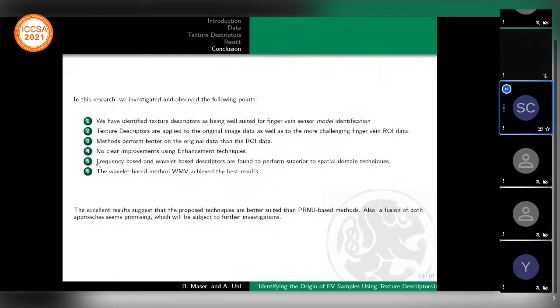Yeah. And the frequency-based and the wavelet-based descriptors, a wavelet is also kind of frequency because it splits the image in frequency bands, but also with orientation information, performed the best, much better than the spatial domain techniques. And the best result was achieved using the wavelet technique, extracting the mean and the variance. So the good results suggest that the texture-based methods are well suited for this task, sometimes even better than the PRNU-based methods. And it would also be interesting to use both methods, but that is something for future research that's planned.